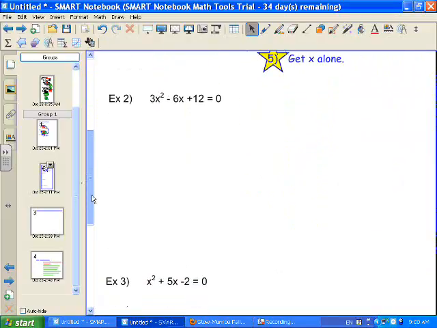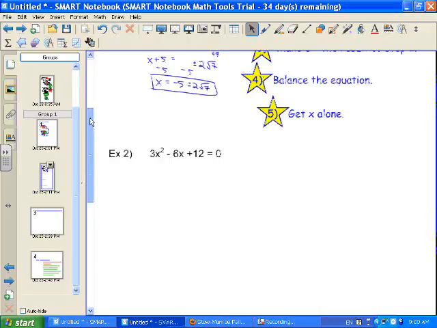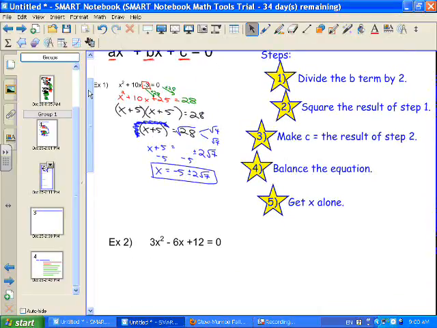All right. So when I have a problem like this one, it does not lend itself quite as easily to doing that, because it doesn't look like my first example. What's the biggest difference? The 3. Yeah, I have a 3 as a leading coefficient. Completing the square works a heck of a lot better when the leading coefficient is 1.